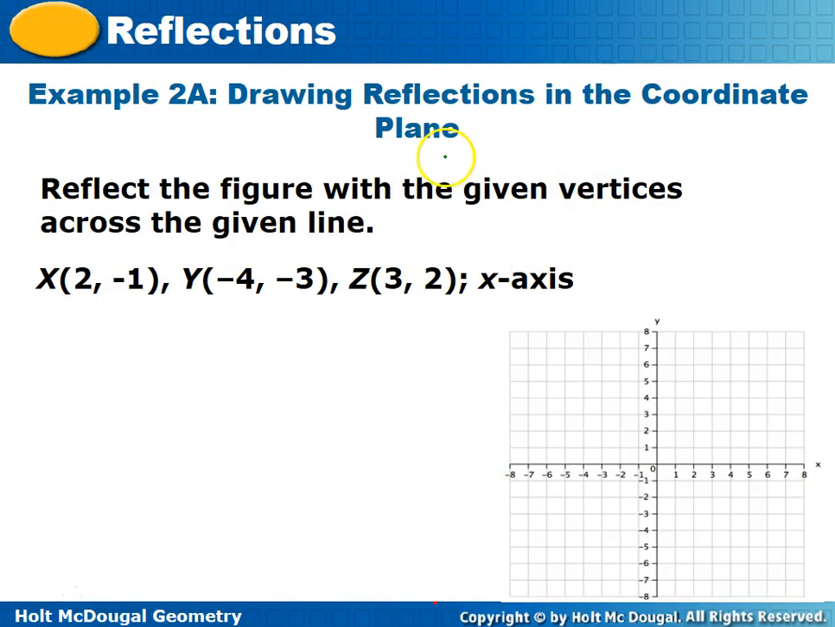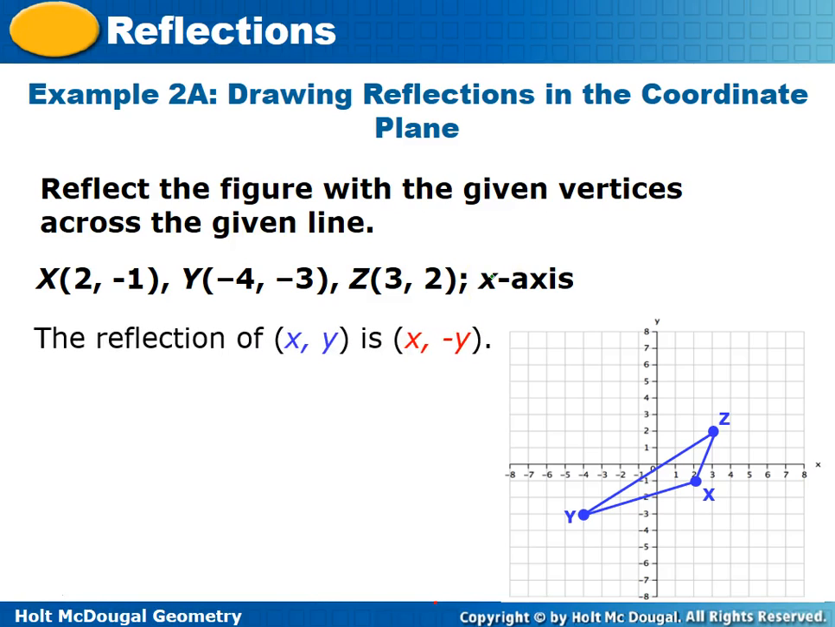It says reflect the figure with the given vertices across the given line. So what I want to do first is plot those 3 points. Once you've done that, you can pause the video, do that, come back to me. Then we're going to write the rule. We're reflecting across the x-axis, so we're going to write the rule that xy, and we're going to always put that arrow there, xy becomes x negative y. Remember, if we're reflecting across the x-axis, it's the y that changes, and if we're reflecting across the y-axis, the x changes. So now we're going to apply this rule.